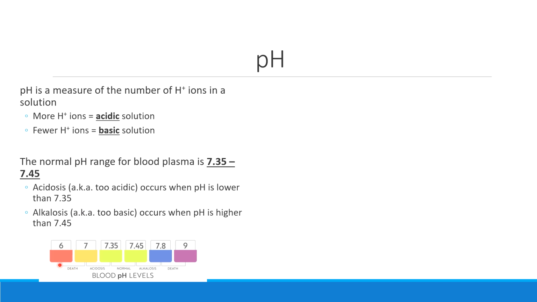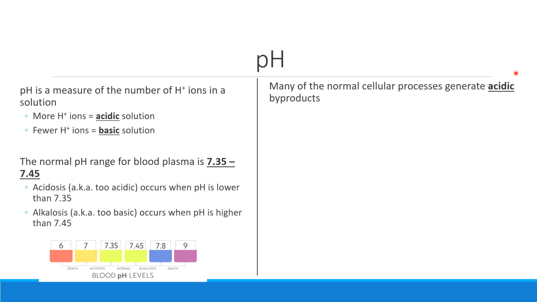Notice it doesn't take us that far outside of these alkalosis and acidosis stages for the body to die. We simply are not able to live with too many or too few hydrogen ions. When we think about the pH in the human body, the odds are kind of stacked against us in terms of the number of hydrogen ions that are going to be present. Many of the normal processes that your cells use to live generate acidic things at the end. So let's look at some examples of this.